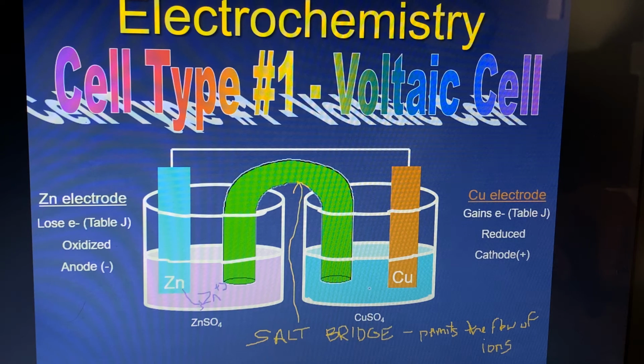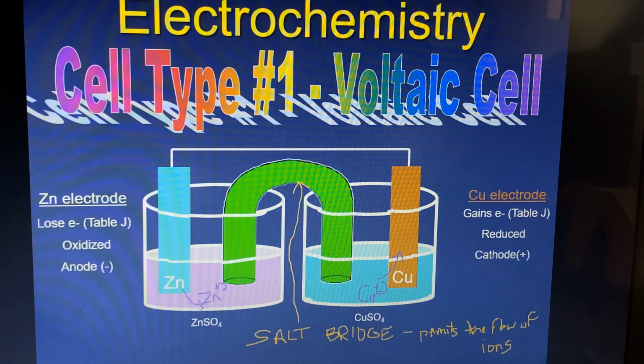And here the copper has got these ions that, when the electrons come over, are going to be attracted to the electrons. They're going to make a copper atom. So this electrode is going to get bigger, and this electrode is going to get smaller. What's in the salt bridge is a salt. It's an electrolyte solution, which is just going to maintain neutrality.